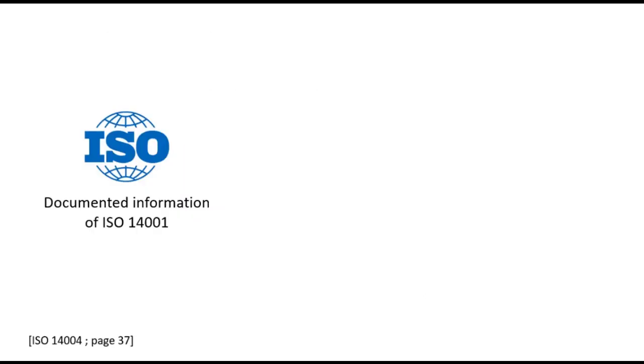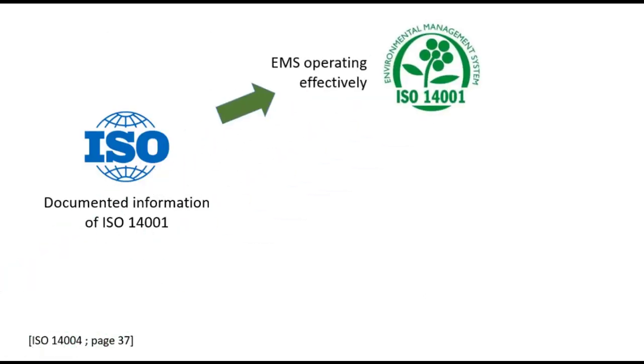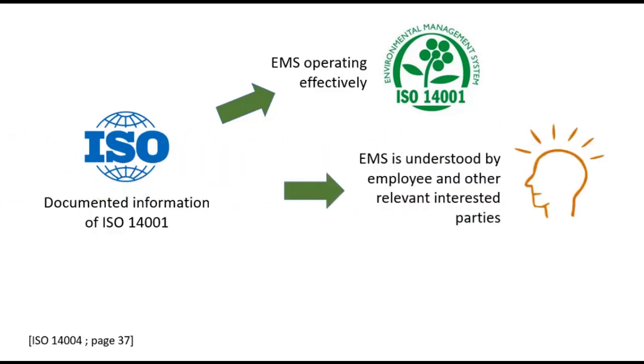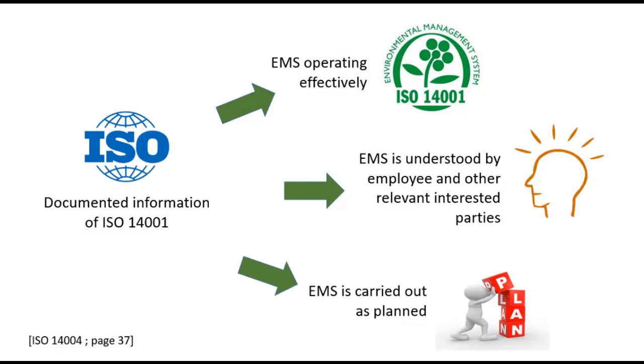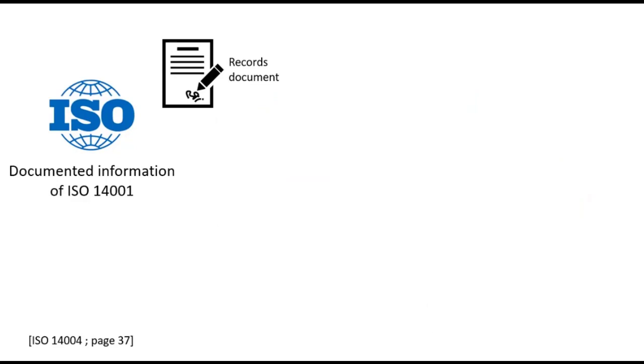If you refer to ISO 14004, documented information of ISO 14001 is really important to ensure that the environmental management system operates effectively. Also, documented information of ISO 14001 is very important to ensure that all employees and other relevant interested parties understand their environmental management system. And it is very important to ensure that the system is carried out as planned. And what is documented information?